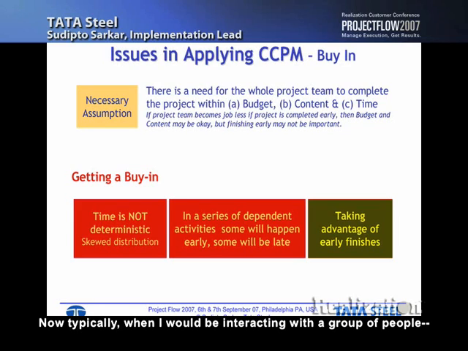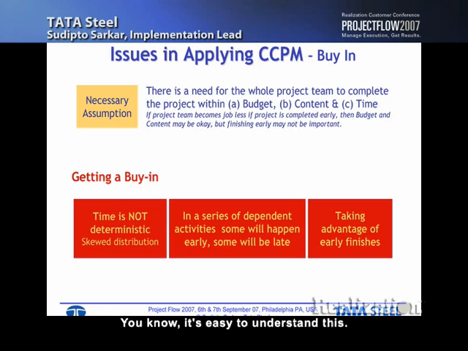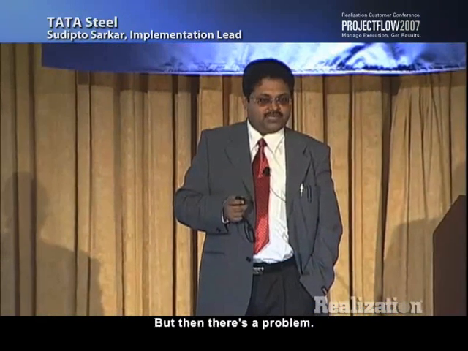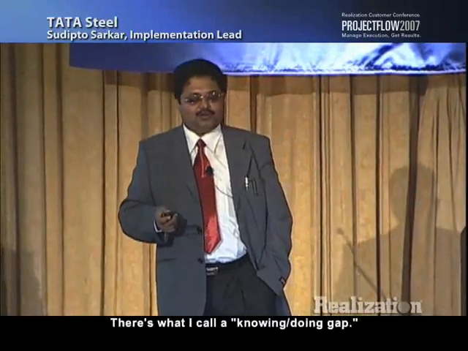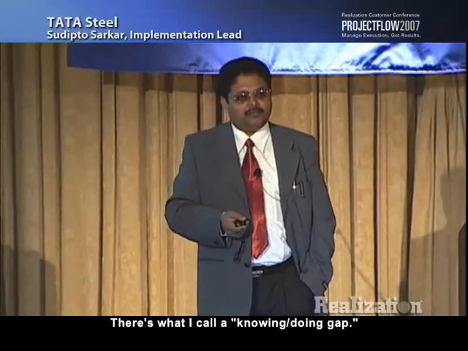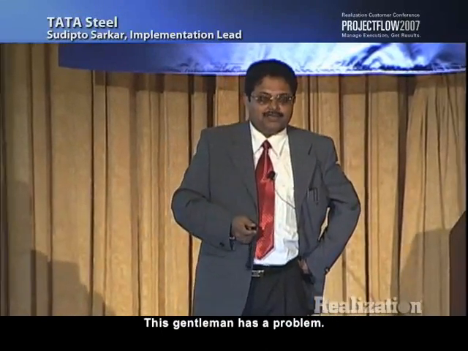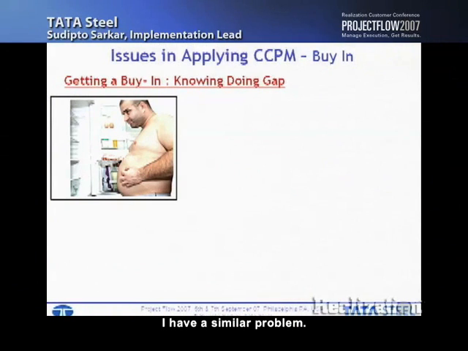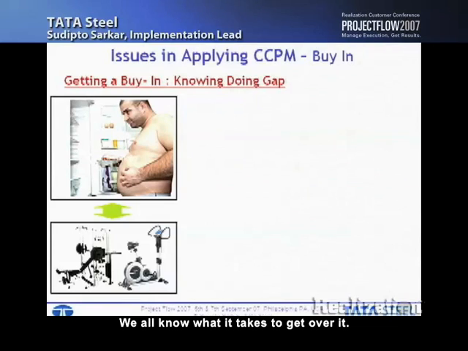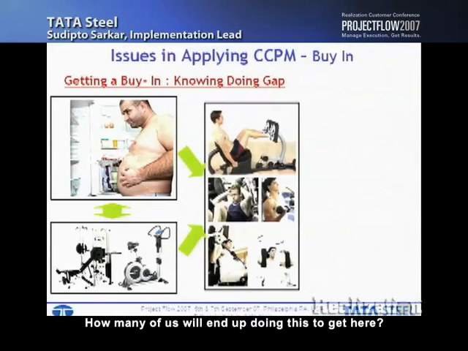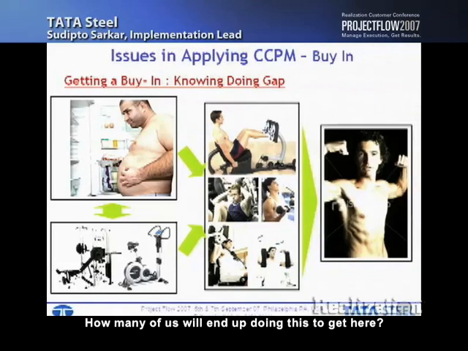Now, typically when I would be interacting with a group of people, it's easy to understand this. But then there's a problem. There's what I call a knowing-doing gap. Now, what's a knowing-doing gap? This gentleman has a problem. I have a similar problem. We all know what it takes to get over it. How many of us land up doing this to get here?